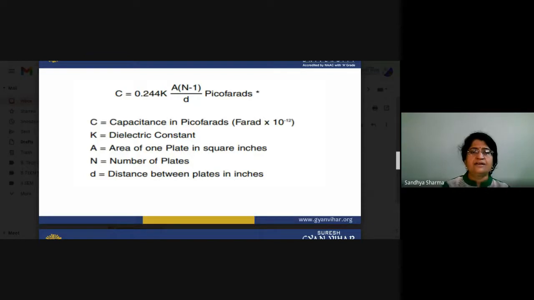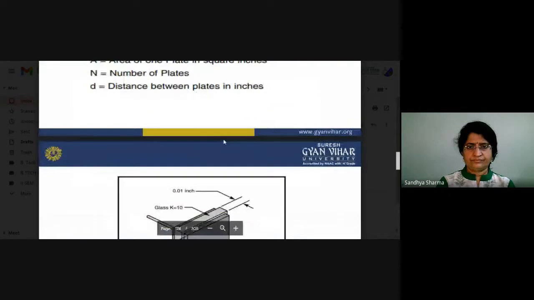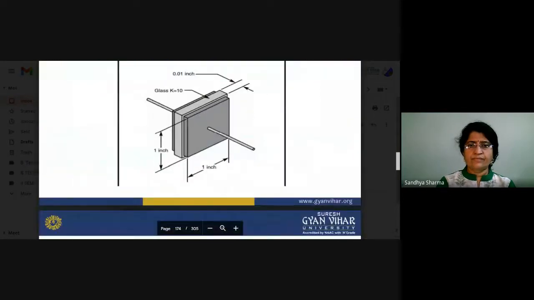Where C is the capacitance in picofarads, K is the dielectric constant, A is the area of one plate, N is the number of plates, and small d is the distance between the plates. So this is the notation, and this is the formula: C equals 0.244 K A (n minus 1) by D picofarad. So this is the basic.